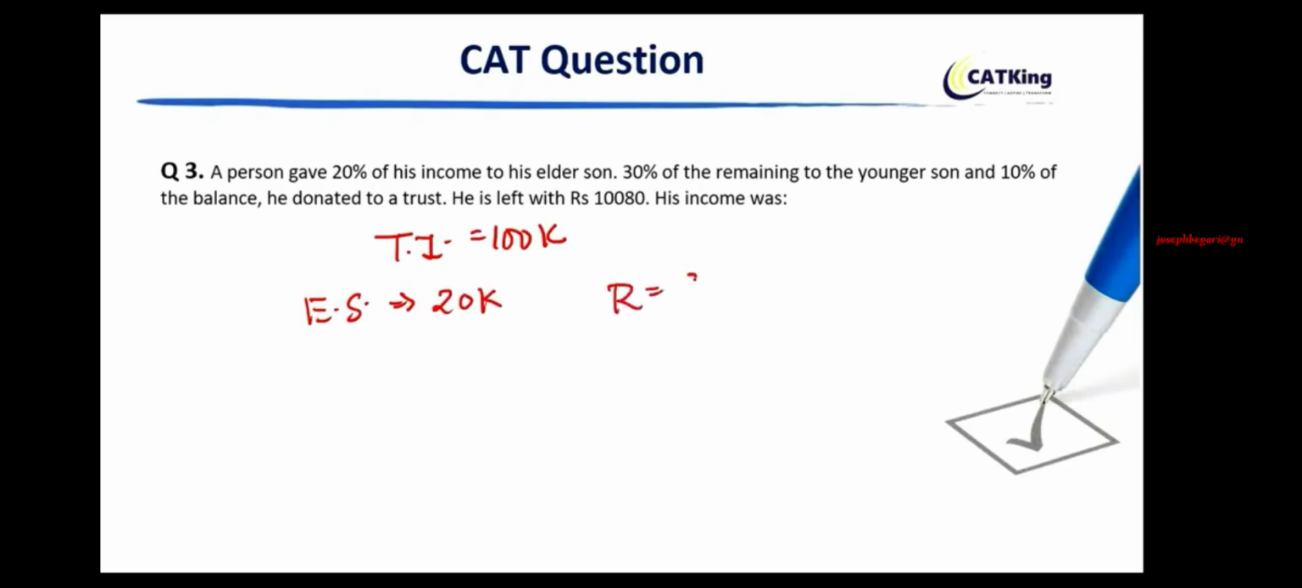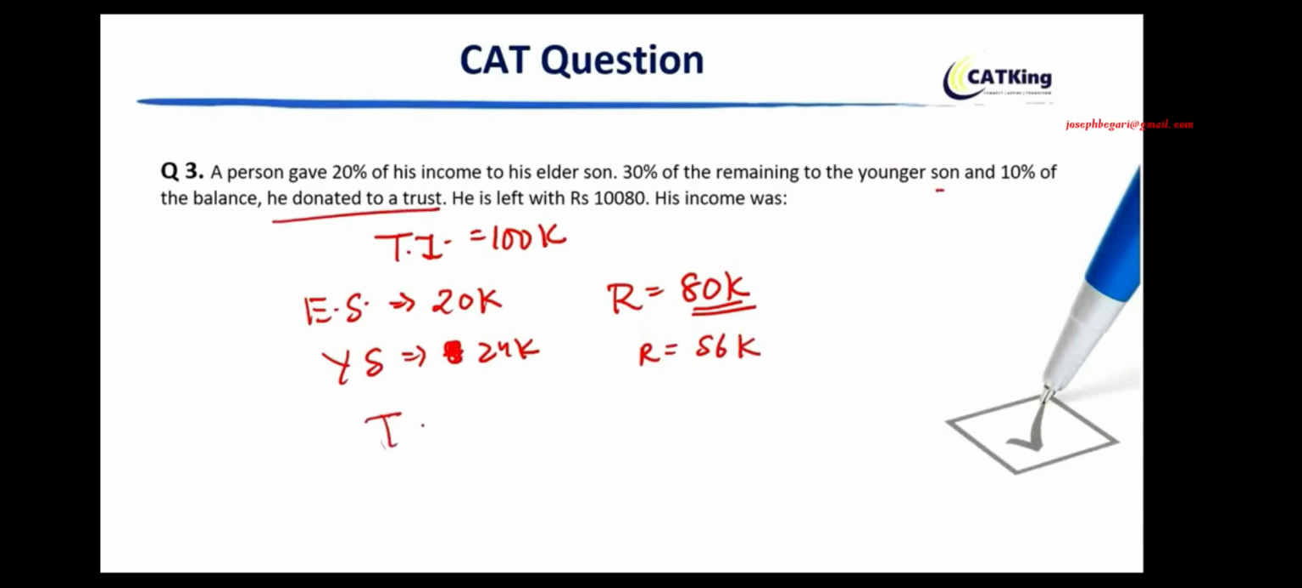What is remaining? Remaining is 80k. How much did he give to his younger son? To the younger son he gave 30% of this, right? So he gave 24k. 10% is 8, 30% is 24k, correct? Again, what is the remaining? 56k. Now, 10% of his balance he donated to a trust. To the trust, how much did he give? 10% of this balance, which is 5.6k.